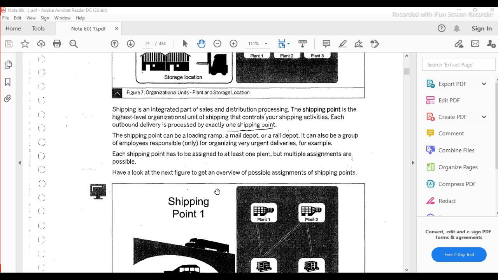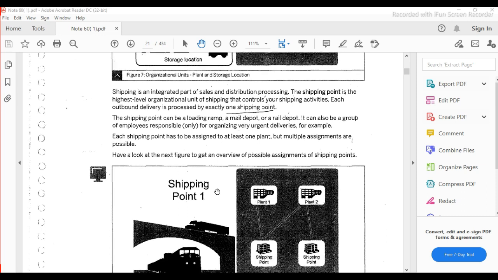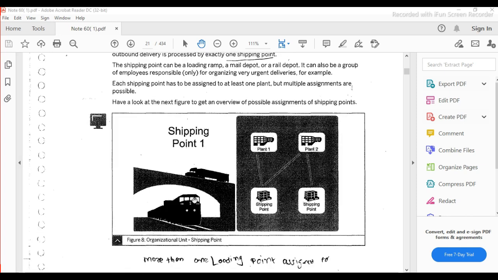Then we also have employees, because an emergency kit employee also loads the material. It may also be a group of employees responsible only for very urgent deliveries. Each shipping point has to be assigned at least one plant, but multiple assignments are possible. A shipping point can be assigned to more than one plant, but at least one plant must be assigned in order to run shipping point sales transactions.